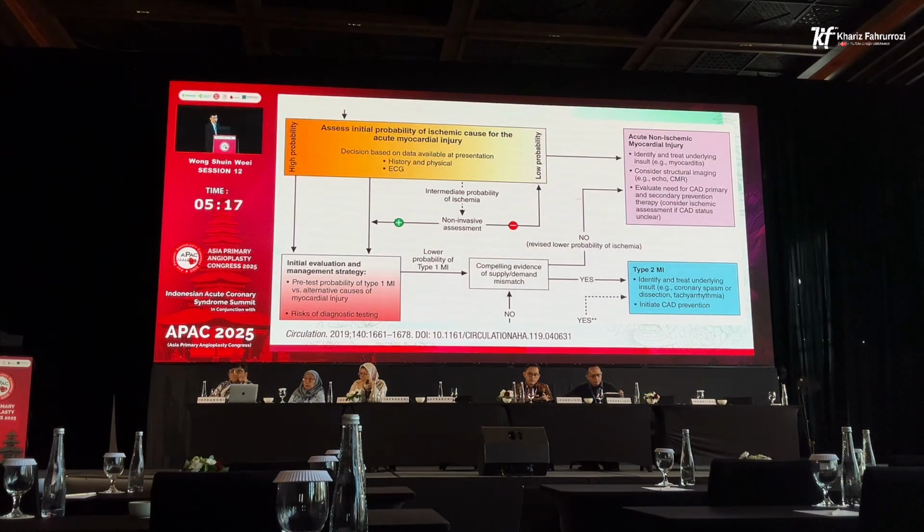This is a very elegant white paper that was published 1 year after the 4th universal definition of MI came out. Essentially, it boils down to how the physician on the ground, when we are seeing the patients, judges the probability of whether this patient is having type 1 or type 2 myocardial infarction. So it really boils down to the clinical acumen. You look at the patient's history, physical findings, ECG changes, and hence whether you subject this patient to non-invasive assessment.